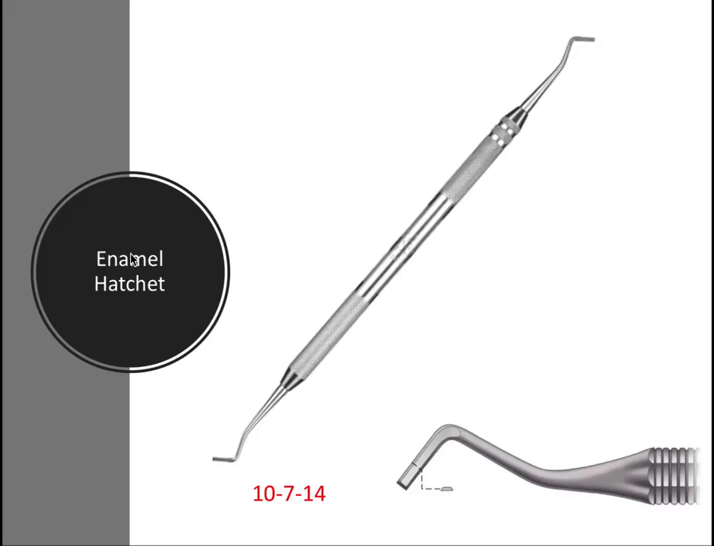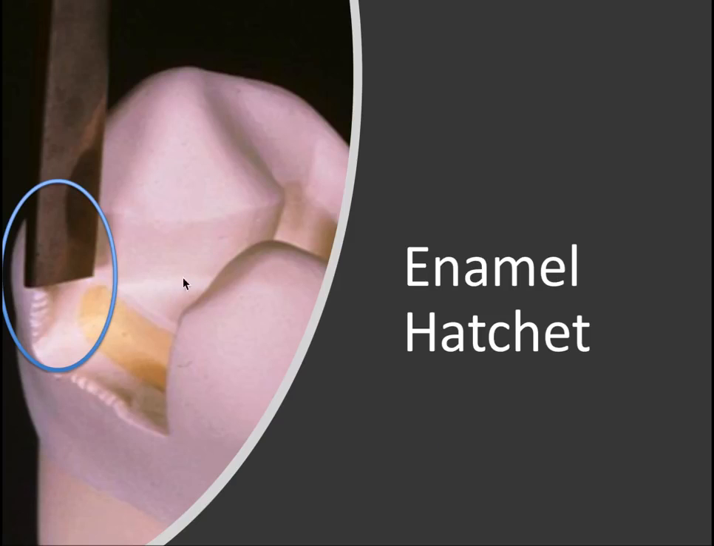Next we have the enamel hatchet. This is a double-ended cutting instrument used for planing walls of enamel. This is the one we were looking at before with the formula 10714. The bevel on one end planes the facial wall, the bevel on the other end planes the lingual wall, and vice versa if you're in another part of the mouth. Here is an example of an enamel hatchet used to plane unsupported enamel from the facial wall of a prep.